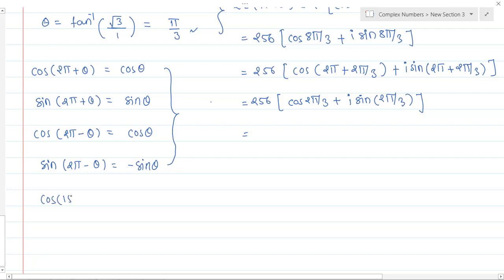Again we have formulas like this. Cos of 180 plus theta, what is it, sir? 180 plus theta is how much? It is minus cos theta.